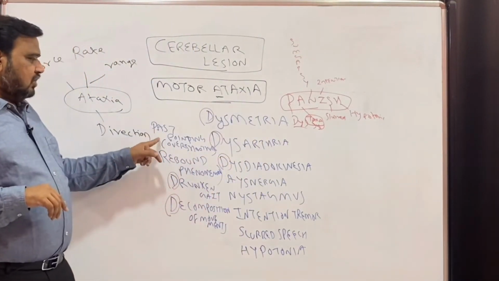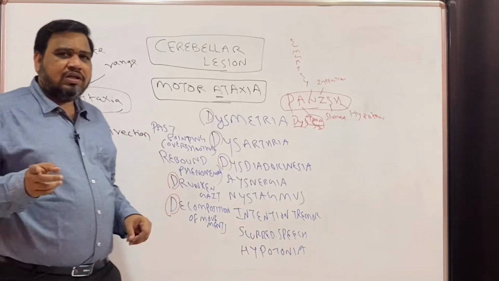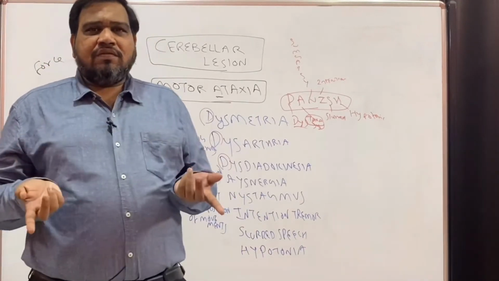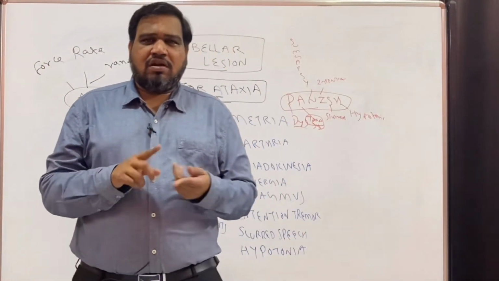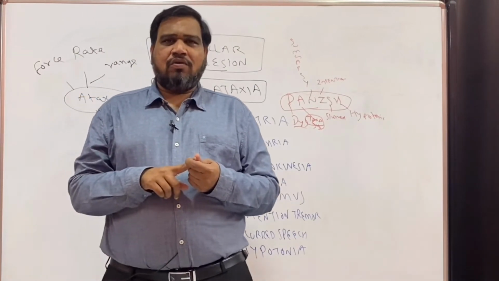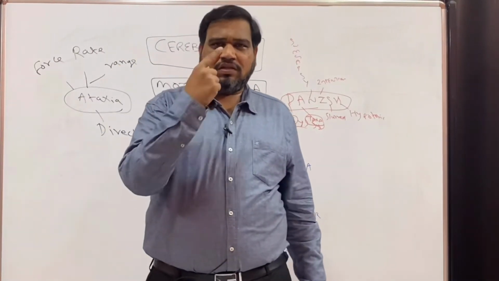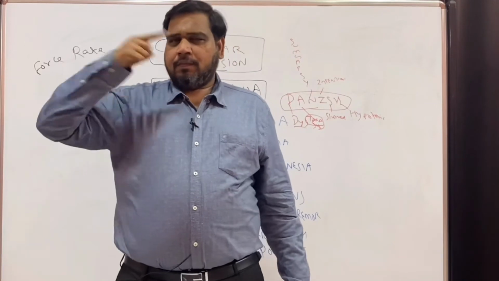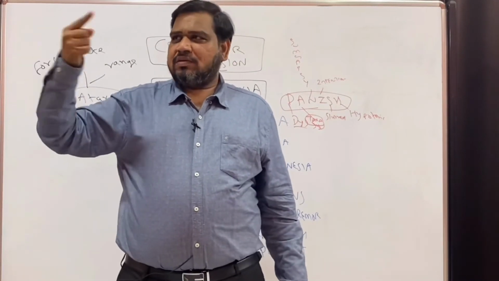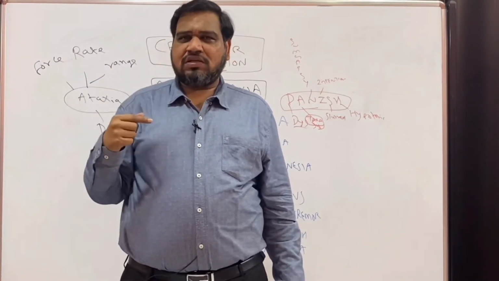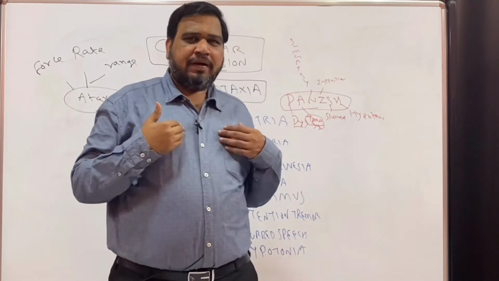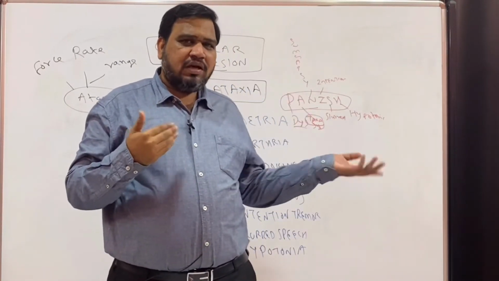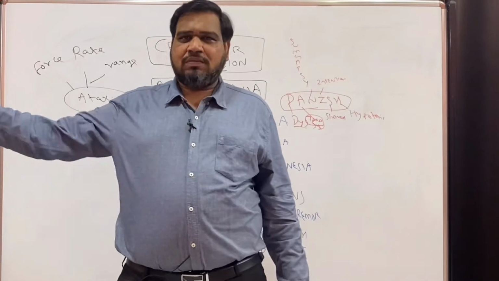Then coming to past pointing. We also call it overshooting. In cerebellar function tests, there is a test called the finger nose test. So this is my finger, this is my nose. I am able to do it correctly, that is, my finger is correctly pointing. If I am suspecting someone of having a cerebellar lesion, I will do this test, the finger nose test. I will ask them to do it like this.